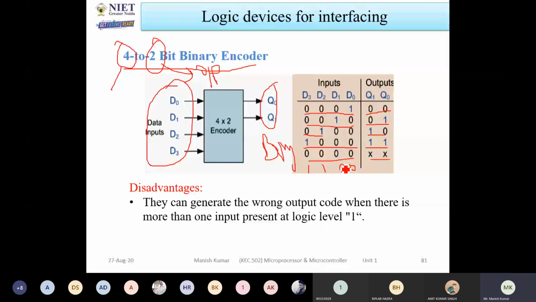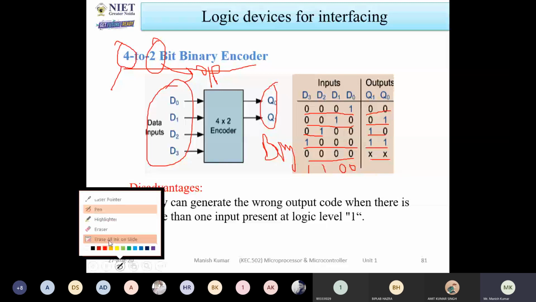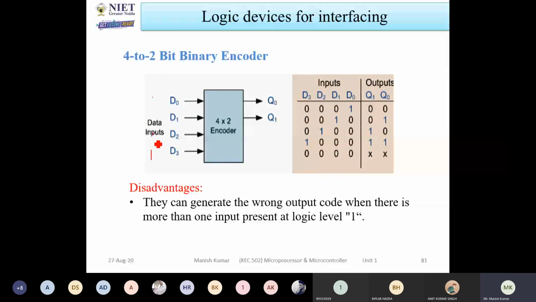Wait, I will erase all things. I will provide the input 1, 1, 0, 0. Now you can tell what the output is. With the help of the truth table, you have to decide what the output of this input is.